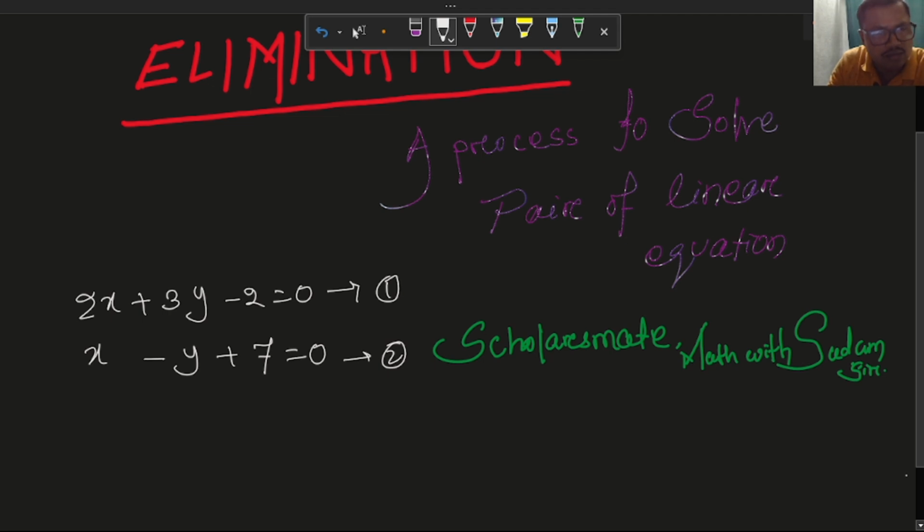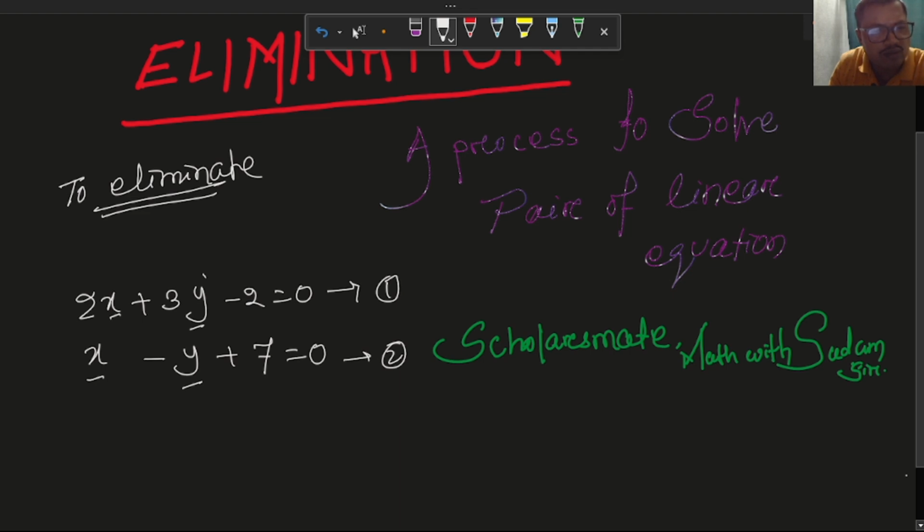So elimination means to eliminate. What do we eliminate? This is the process to eliminate one unknown factor. Who is there? Here x and y. Among x and y, we have to eliminate only one.